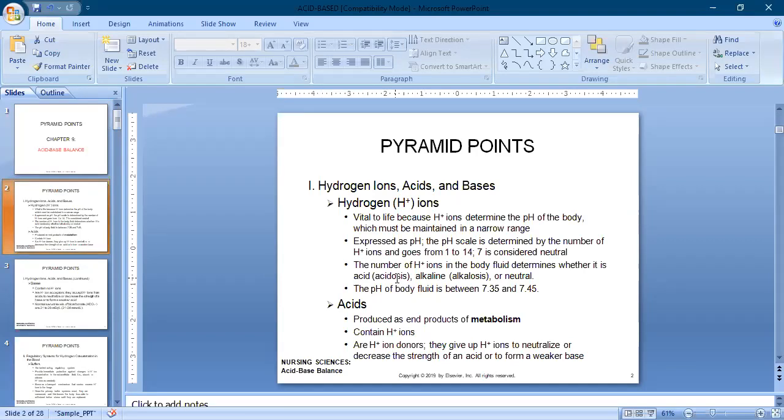And you can trust me, this small information that I will share with you about the questions and answers in NCLEX should be super enough to answer the questions for NCLEX. So hydrogen ion, acid and base. Hydrogen ion concentration is very important to figure out what is acid and what is the base. Hydrogen ion, shortly H plus. Hydrogen ion is vital for life because hydrogen ion determines the pH.